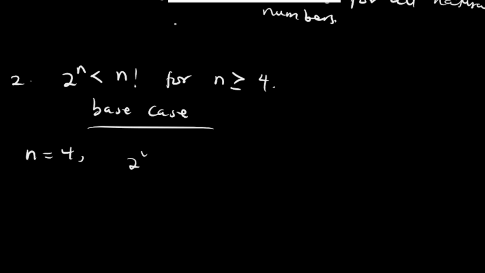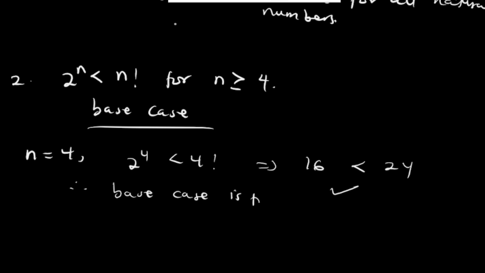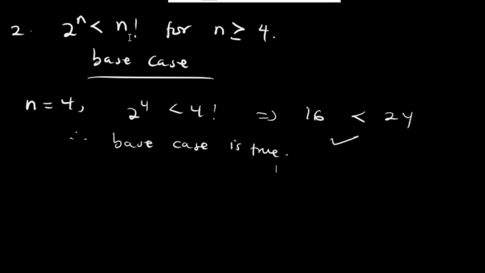I'll be getting 2 to the power 4 less than 4 factorial. And this is going to give me 16 is less than 24. And this is true. Therefore, our base case is true, right? This case has been tested, and now, as usual, our inductive hypothesis. So let me make it IH, right?